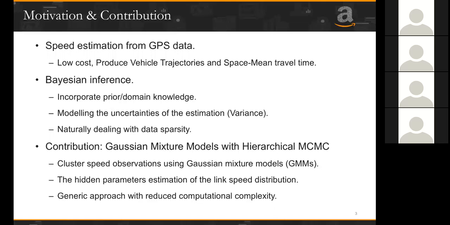So the contribution here is a Gaussian mixture model with hierarchical Markov chain Monte Carlo sampling. We cluster speed observations using Gaussian mixture models. The hidden parameters are estimated for the link speed distribution. And this is a generic approach with reduced computational complexity.